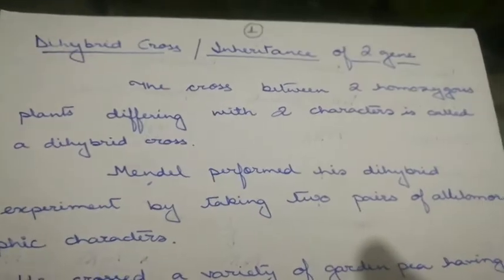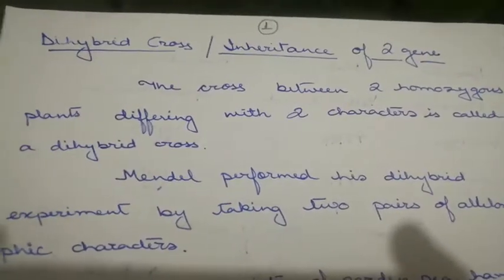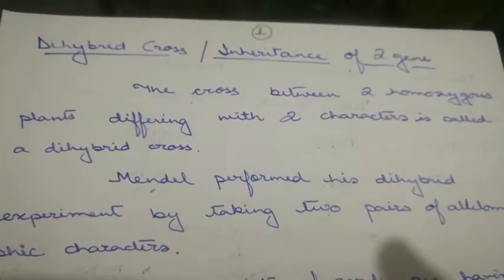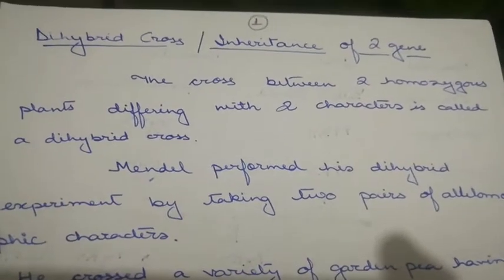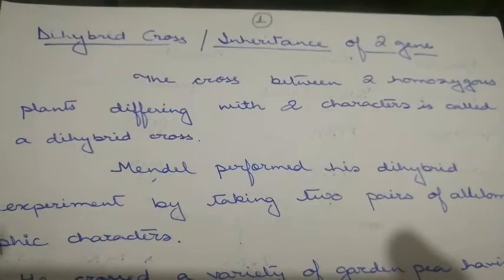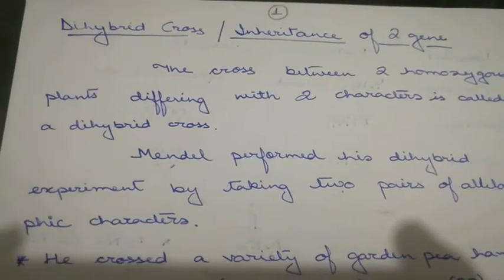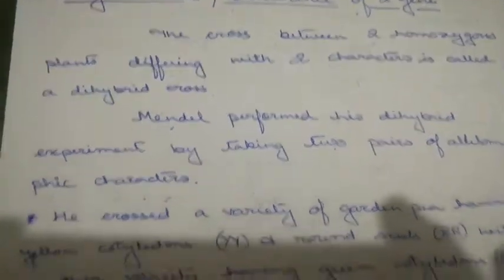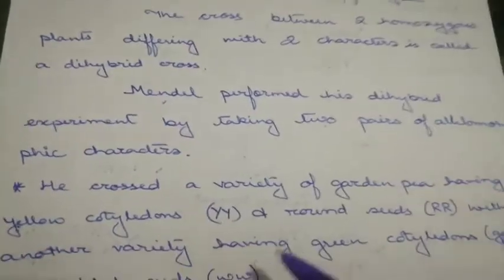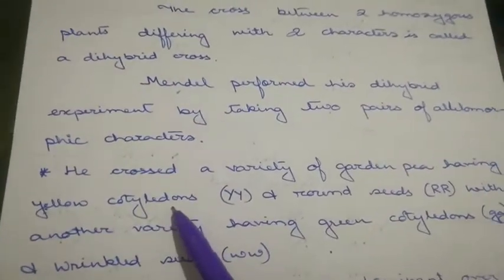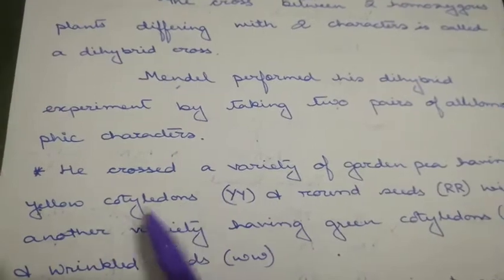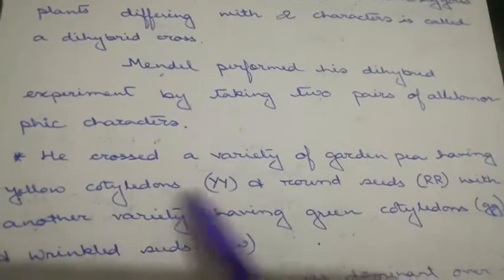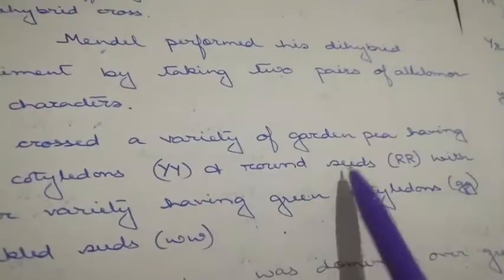Welcome students. So today let's start the dihybrid cross or the inheritance of two genes. Dihybrid cross means the cross in which two characters are taken into consideration. Here Mendel performed his cross using two characters, that is the cotyledon color and the seed shape. Here two types of colors were observed, contrasting colors, yellow which was dominant and green which was a recessive character, and round seeds were dominant over the wrinkle seeds.